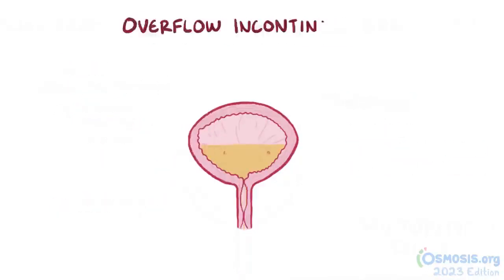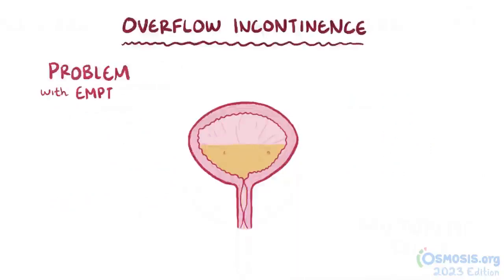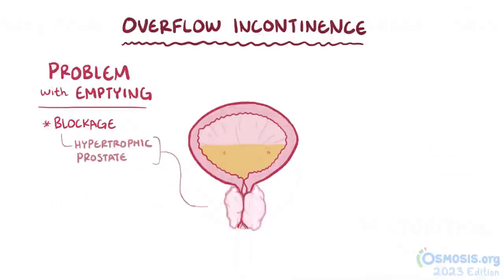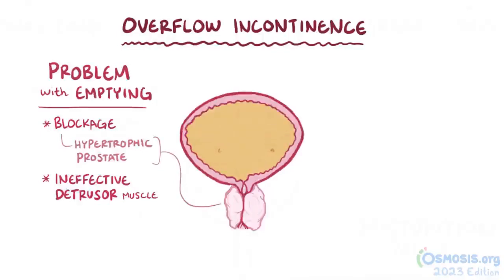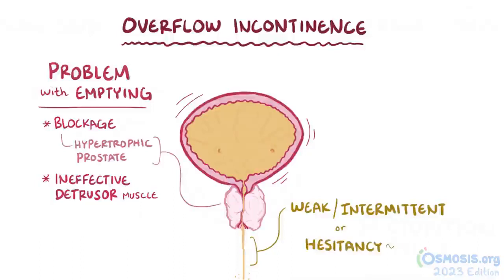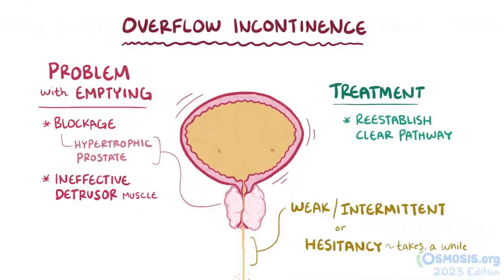Another type is overflow incontinence, which is typically caused by some sort of problem with emptying the bladder. This could be due to a blockage in urine flow, like a hypertrophic prostate in men, which presses on the urethra, or an ineffective detrusor muscle. Either way, the bladder doesn't empty properly, and as a result, the bladder fills up and overflows with urine, which leaks through the sphincters. Typically, this results in a weak or intermittent urinary stream or hesitancy, where it takes a while for the urine to start to flow because of the blockage in the path. Overflow treatments are aimed at reestablishing a clear pathway for urine flow. For example, that might be through catheterization or medications like alpha blockers, which can limit prostate enlargement.